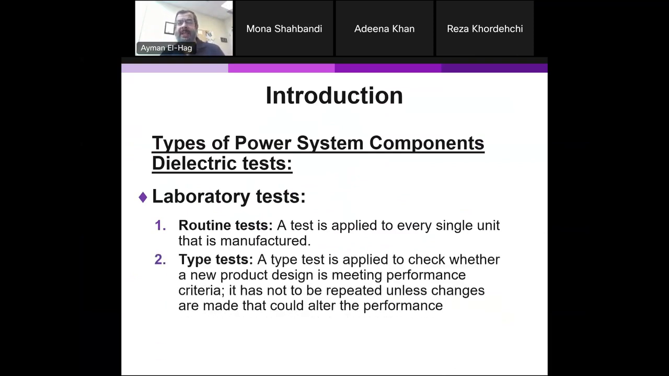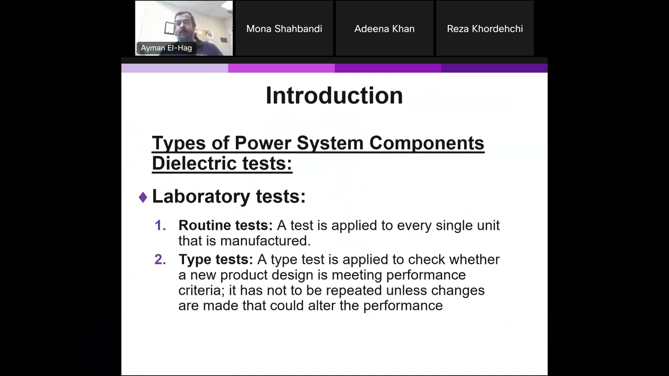Type test is basically done on each design. For example, you are doing transformers. You have a 50 kVA transformer, a 100 kVA transformer, a 500 kVA transformer. Every single design has to go through these type tests. And these type tests are usually done with a third party, an independent lab.